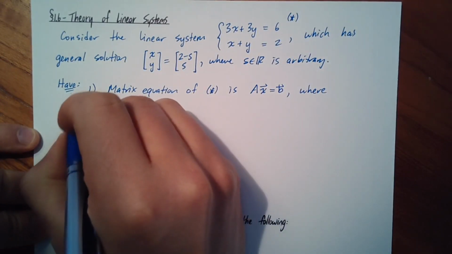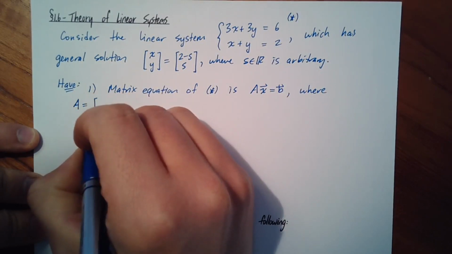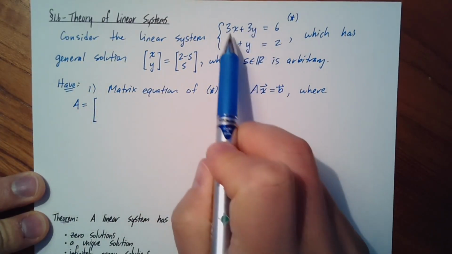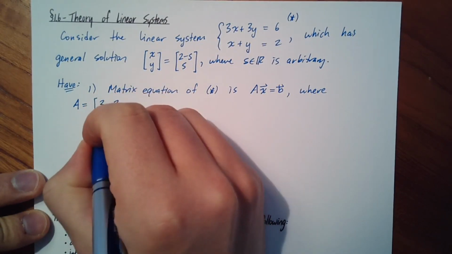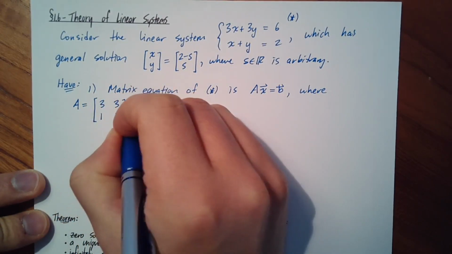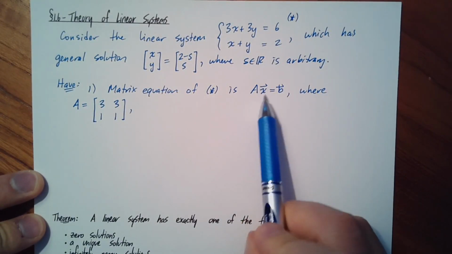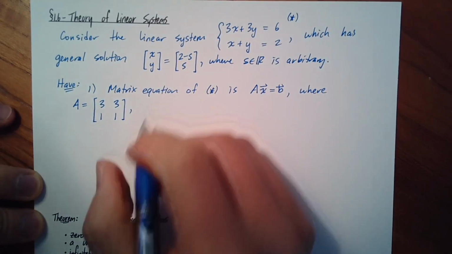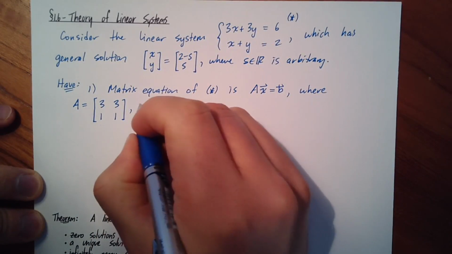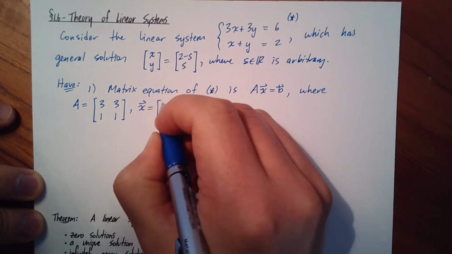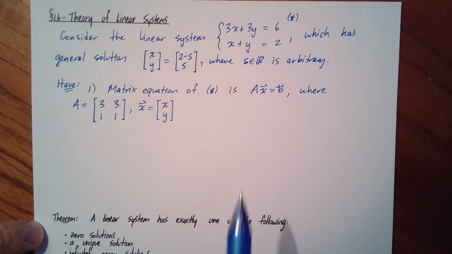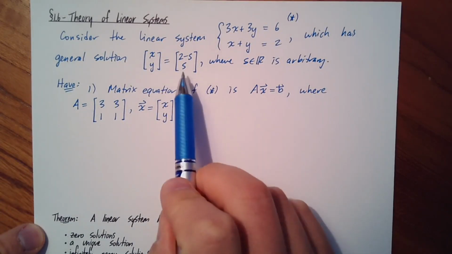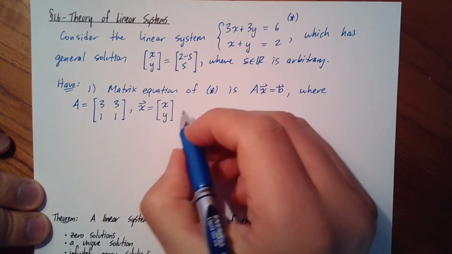So A, the coefficient matrix, is going to be the coefficients of all the variables. So it'll be 3, 3, 1, and 1. And then this x bar, our variable vector or variable matrix, is going to consist of the two variables x and y. And then what about our constant matrix b? That's going to be the constant terms over here, 6 and 2.